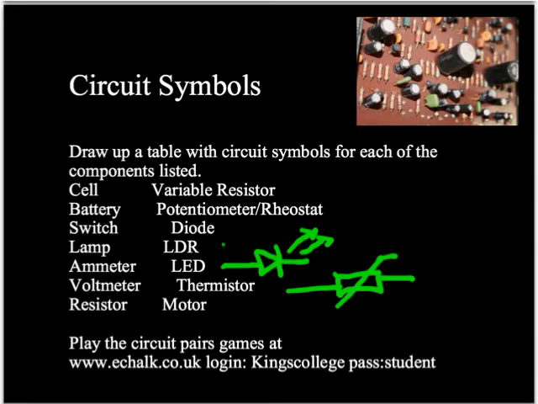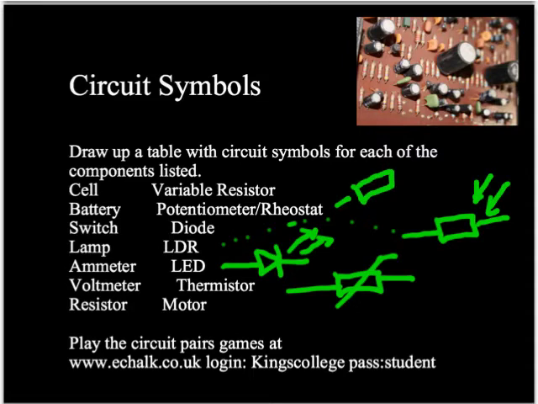Light dependent resistor. That is just a resistor, and how you can see the light leaving the LED, if I just draw some arrows going in, it means that light coming in changes that resistor. Potentiometer, rheostat is just a resistor with a sliding contact. Variable resistor, usually we just draw that as a resistor with an arrow going through it. Motor, there's just a circle with an M in it. You can play more and see more at the circuit pairs game.